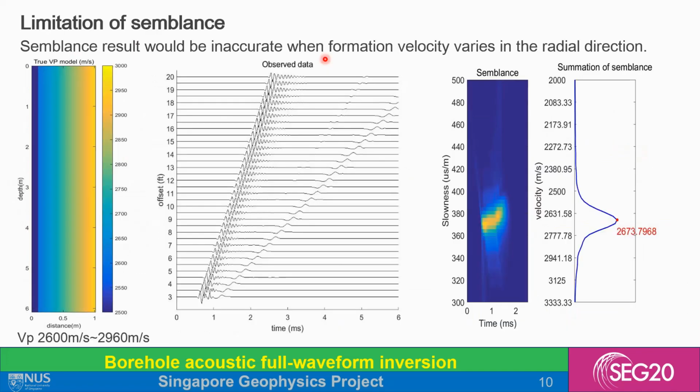However, Semblance results could not quantitatively tell velocity variations in radial direction around borehole. In this case, P wave velocity is changing from 2,600 meters per second at wellbore to around 3,000 meters per second at 1 meter away from borehole center. However, Semblance results would only give us a somehow averaged number.